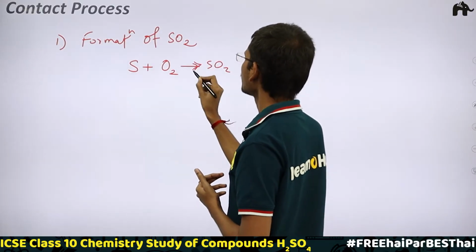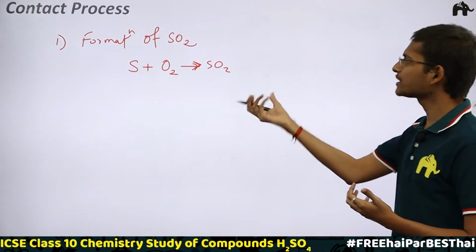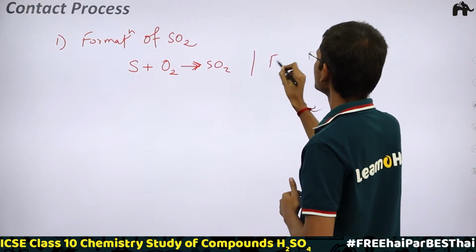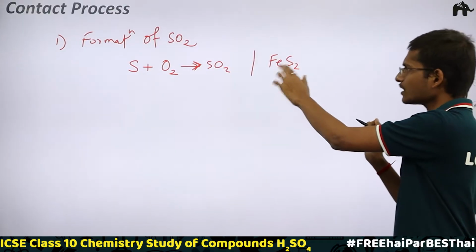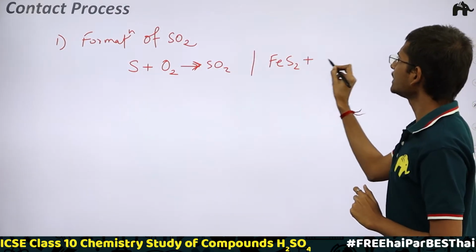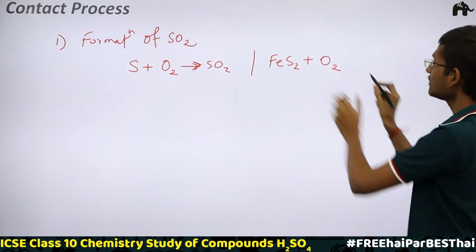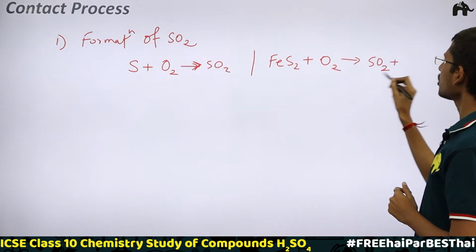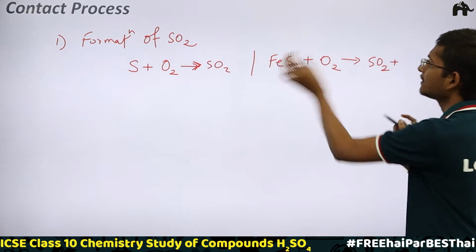As simple as that. But if you want to complicate things, or if you want another method of preparation of sulfur dioxide, yes, we have another method as well, which is we would use metal sulfides. Here it is iron sulfide, and we are going to treat it with oxygen, in the same way. And here what we would definitely get is sulfur dioxide gas, but along with it we would get the metal oxide as well. So sulfur dioxide and metal oxide.